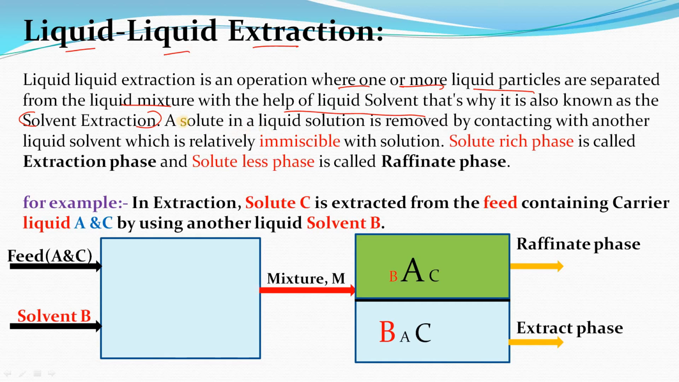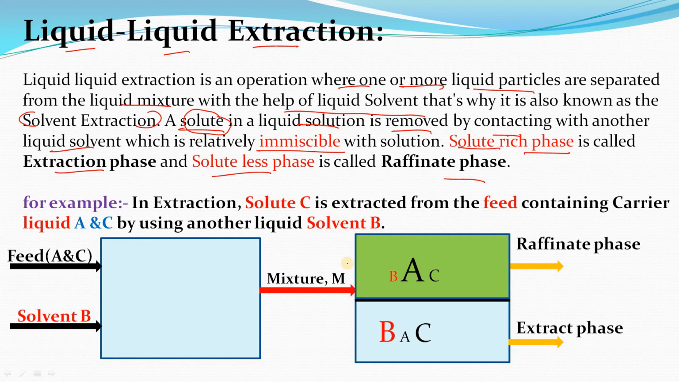A solute in a liquid solution is removed by contacting it with a liquid solvent. The solute is what is desirable for us, that is the solute in a liquid solution. And the liquid solvent, which is relatively immiscible, has to come in contact with the carrier liquid, right? So the solute-rich phase, where the solute concentration is high, is called the extract phase, and the solute-lean phase, where the solute concentration is less, is called the raffinate phase.